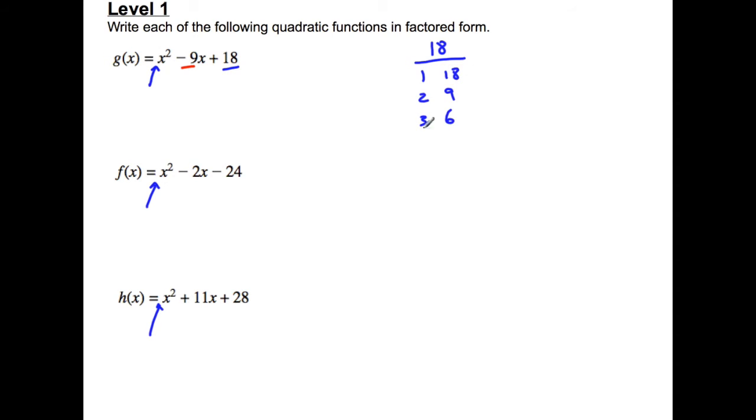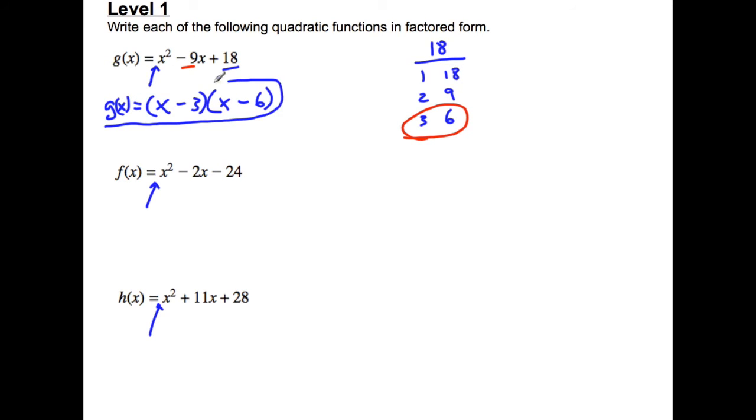Okay, I think I've come across two that might add to negative 9. And if I make them both negative, they'll add to negative 9 and multiply to positive 18. So we can say that this is x minus 3, x minus 6. So there's our answer. Let's try it again.